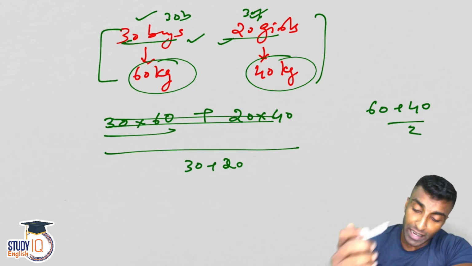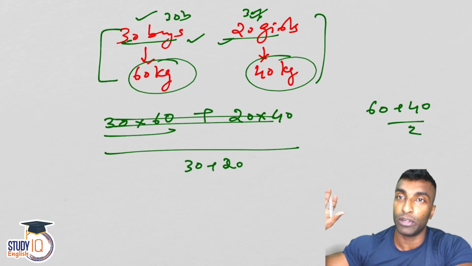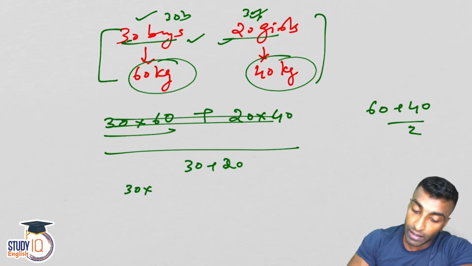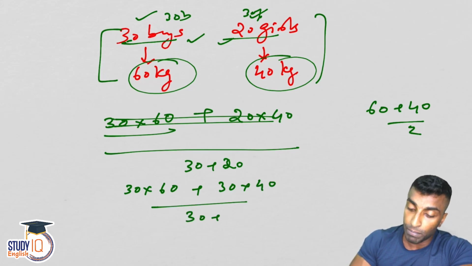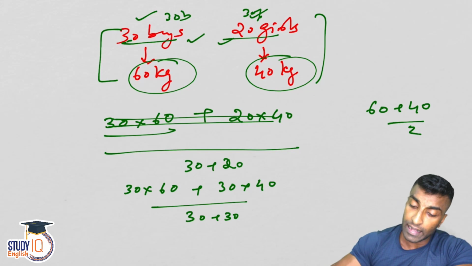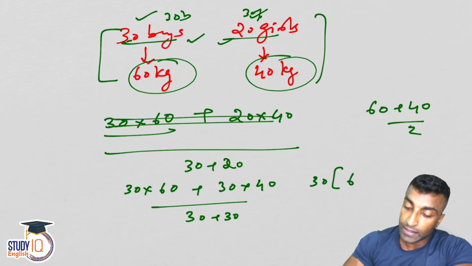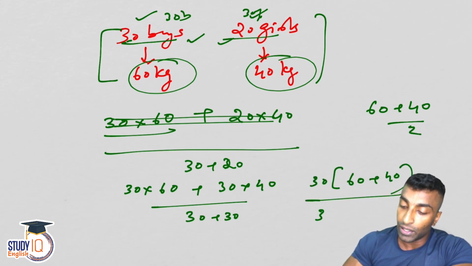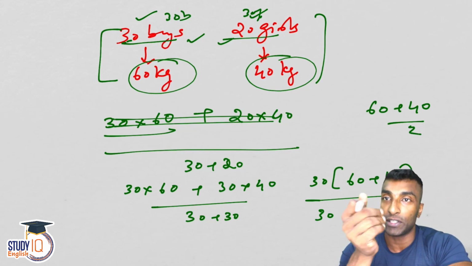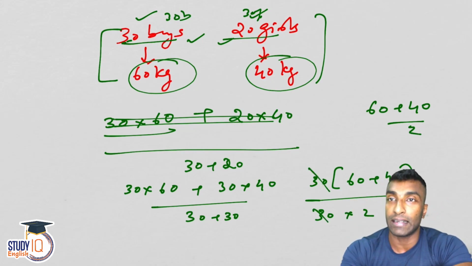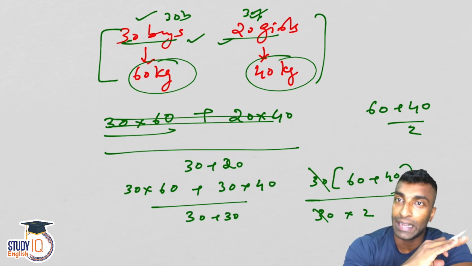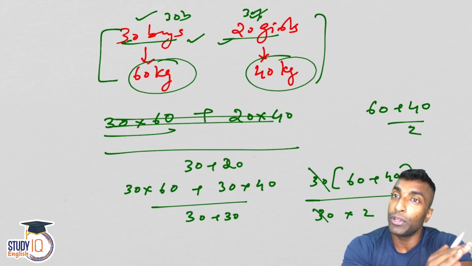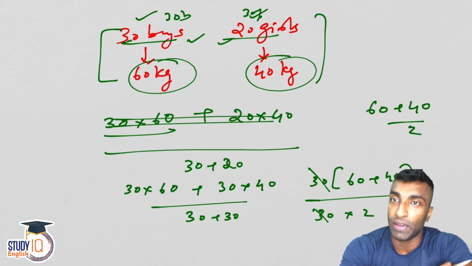If the number is the same, what is going to happen? Let's say 30 boys and 30 girls: 30 into 60 plus 30 into 40, divided by 30 plus 30, because the numbers are the same. Now you can take the common things out. 30 comes out, so it is 60 plus 40 divided by 30 multiplied by 2, that is 1 plus 1. This 30 and 30 will get cancelled out, so you get the simple average only. My point is, if the numbers are different, you have to go for the weighted average, and if the numbers are the same, you go for the simple average, and that is very easy.